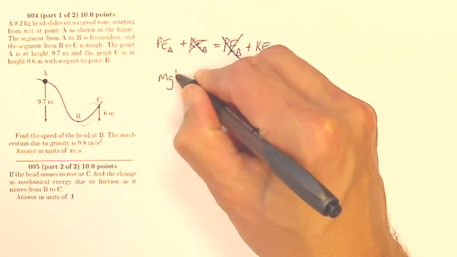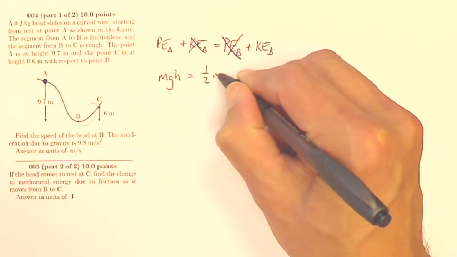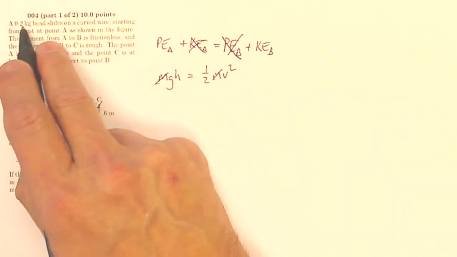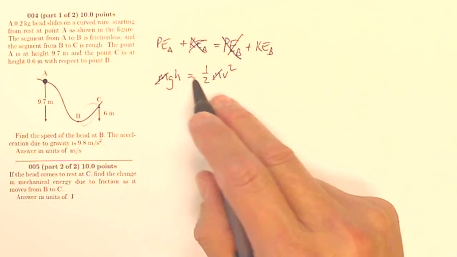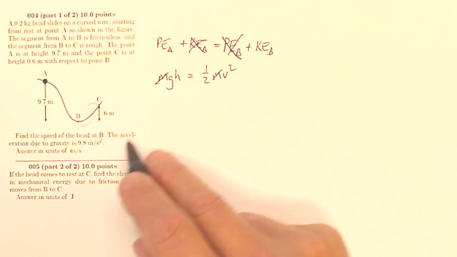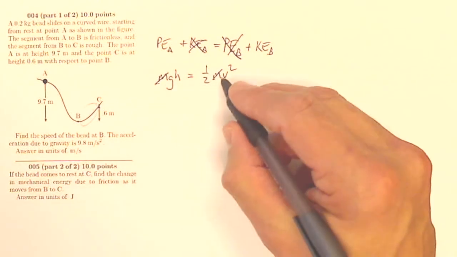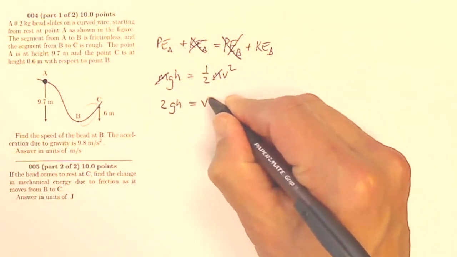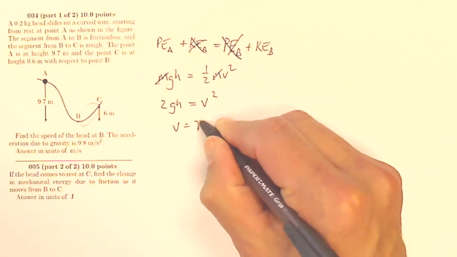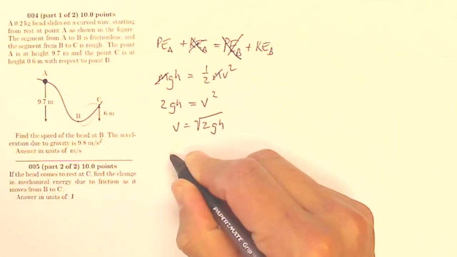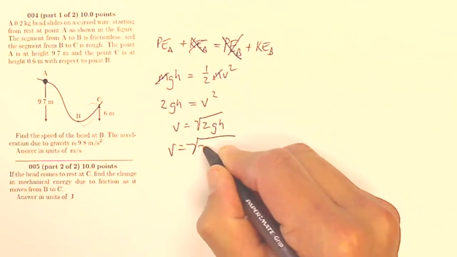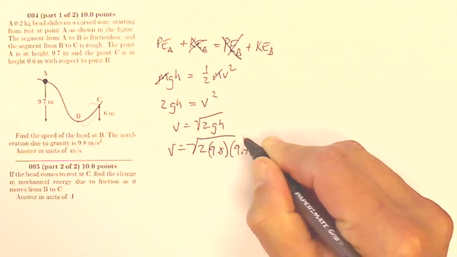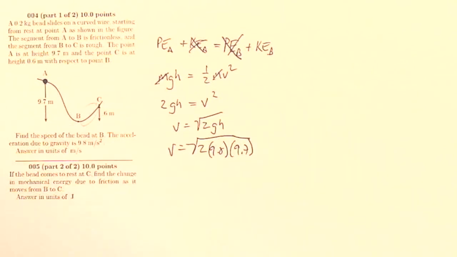So I've got mgh equals 1/2 mv squared. You'll notice that the masses also cancel out, so I don't need to know that it's 0.2 kilograms. So I've got gh equals 1/2 v squared. If I want the speed at that point, what I can do is multiply by 2. So I get 2gh equals v squared. So v is going to be the square root of 2gh. So my velocity is going to be the square root of twice 9.8 times my height of 9.7. So that's going to be my velocity at point B.